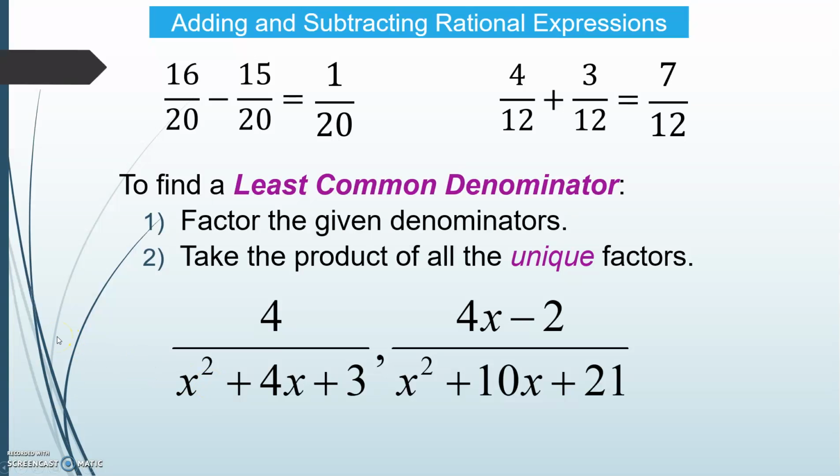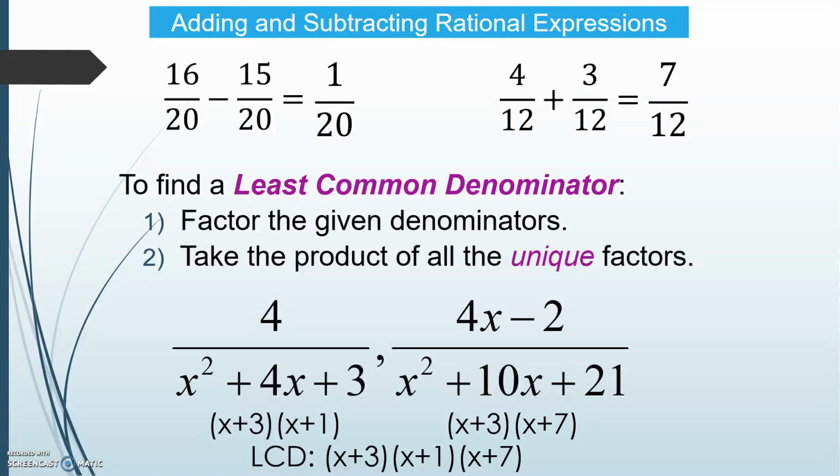To find that least common denominator, we factor it and take the product of all the unique factors. So for example, in this one, the one on the left factors into x plus 3 times x plus 1. The one on the right is x plus 3 times x plus 7. The least common denominator would be x plus 3 times x plus 1 times x plus 7. We don't want to do this twice because they both already have it.